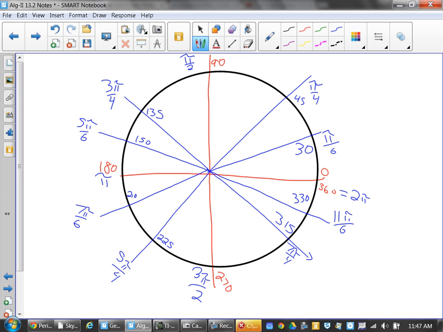Now, what I want you to see here is that you didn't need to do any of these conversions on your own. All you did was bounce the reference angle into each of the 4 quadrants. That's how this is built. 60 degrees.